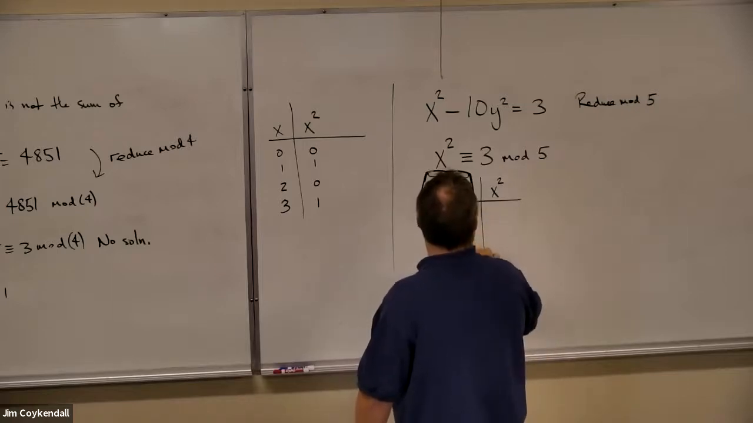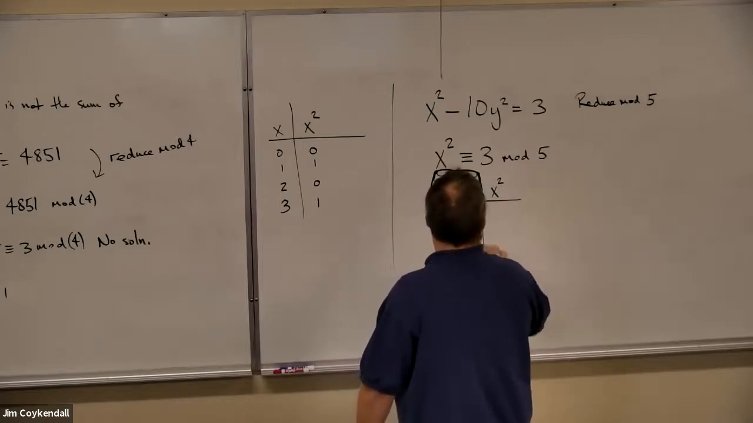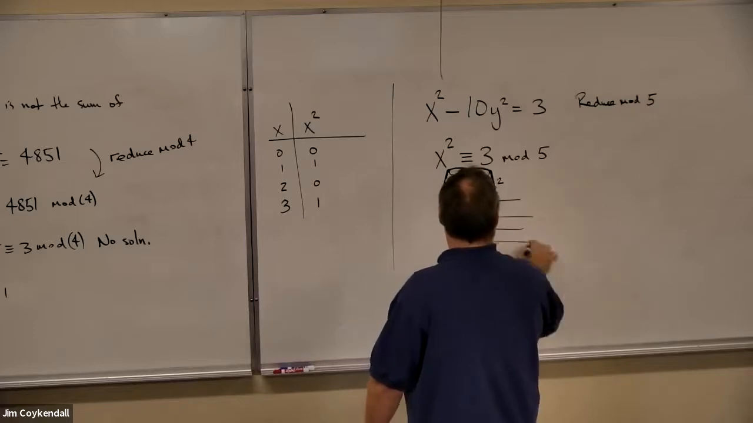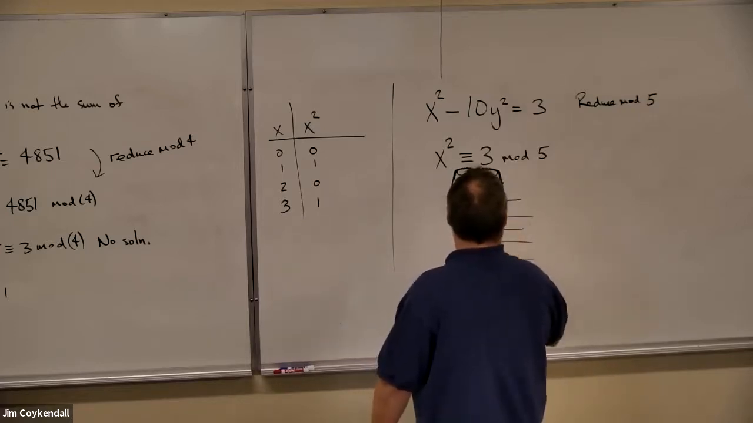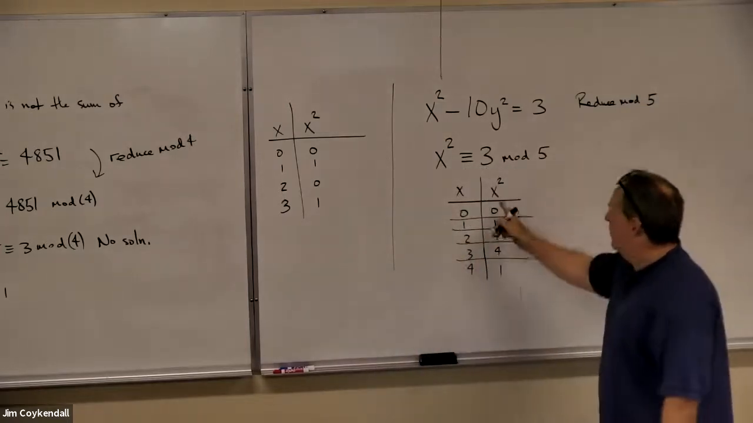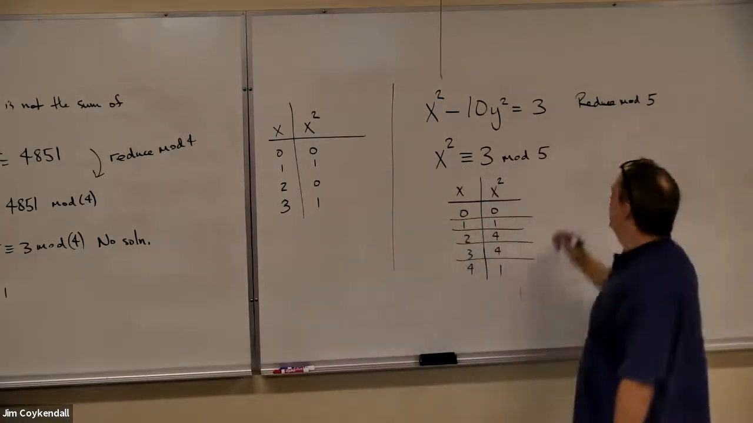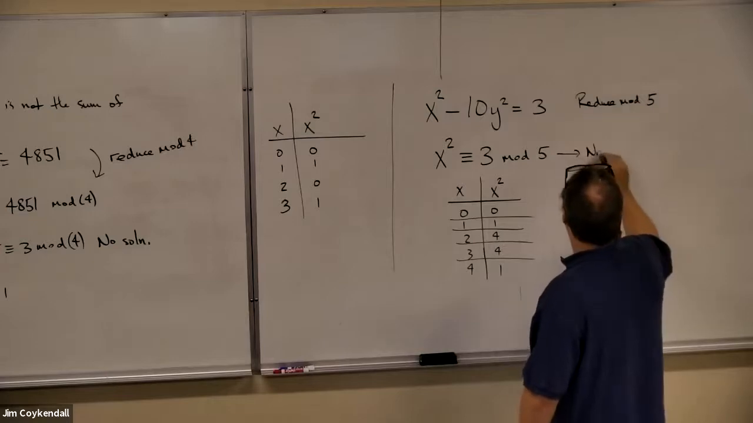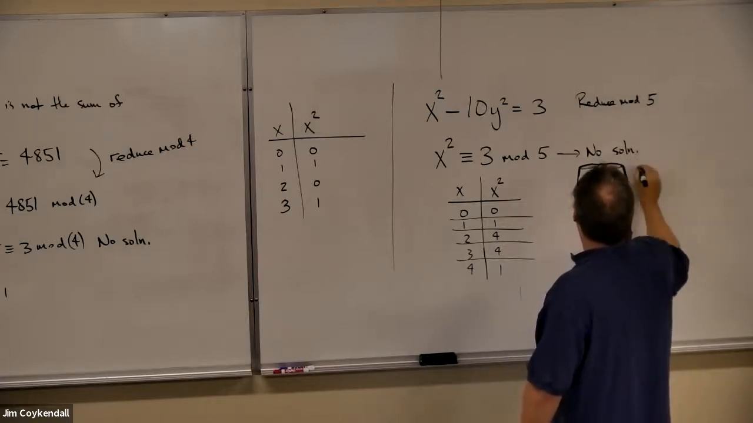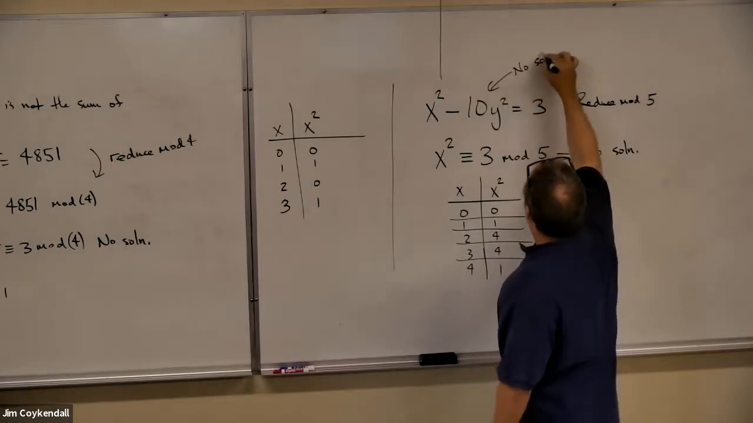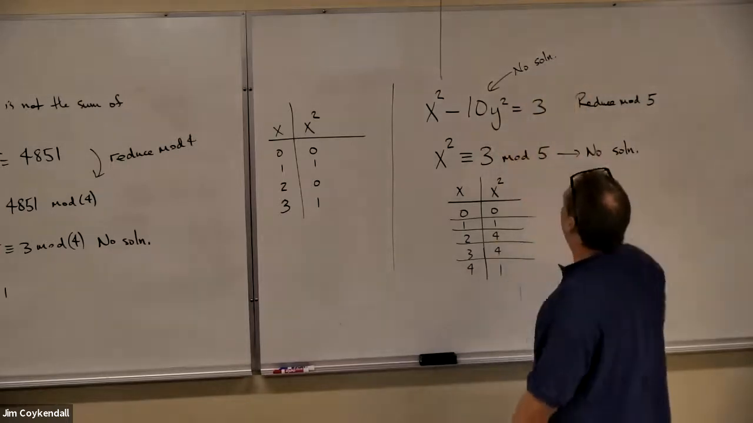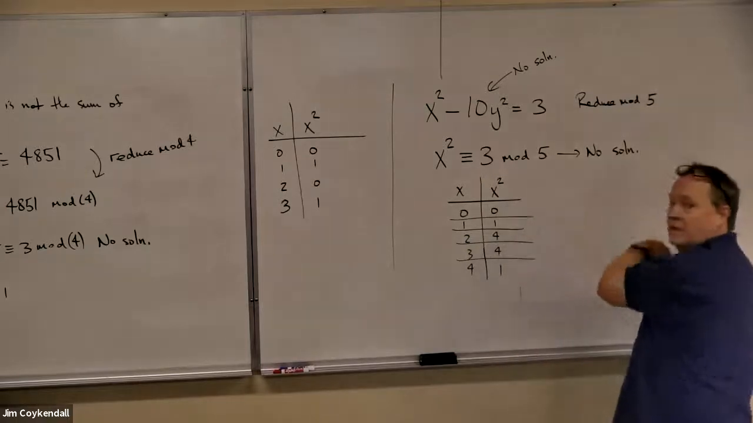0, 1, 2, 3, 4. What are the squares, mod 5? Let's look. 0, 1, 4, 4, 1. There is no 3 over here, so there is no solution. So accordingly, there is no solution here. Because if there had been X and Y, it would balance this equation here.